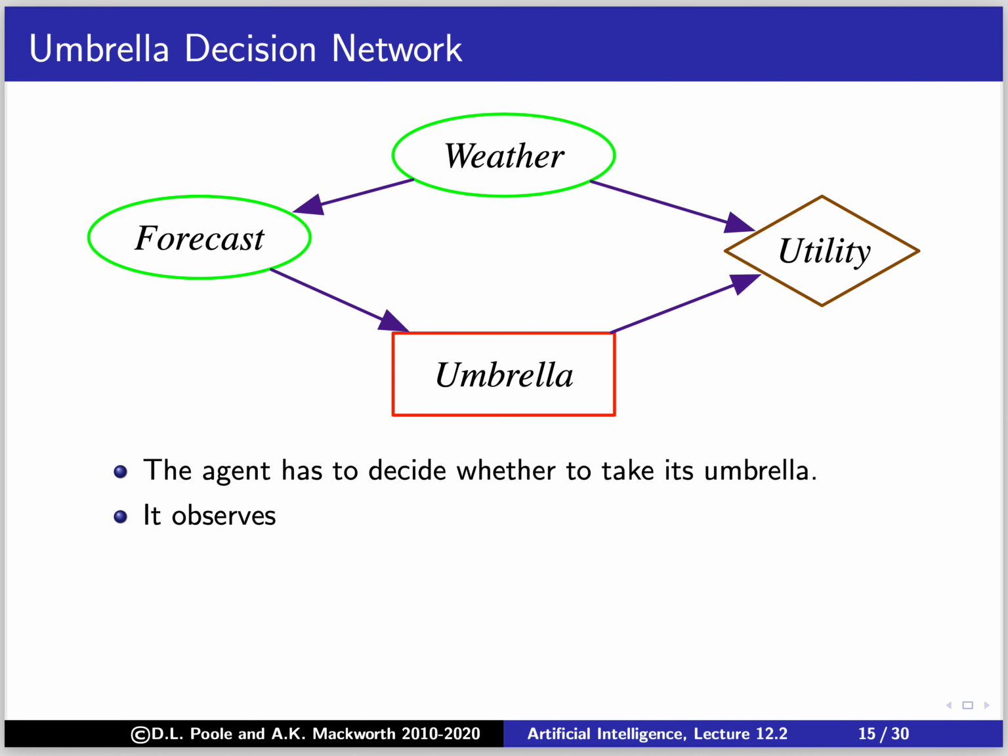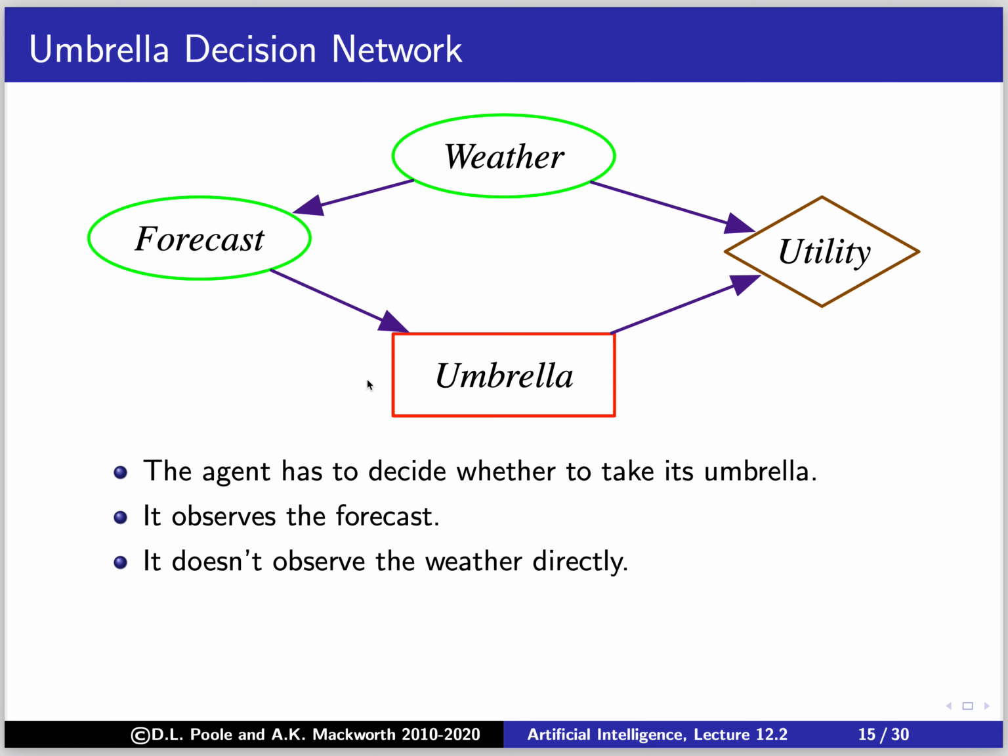Here's an example. There are two random variables, the weather and the forecast, there's a decision variable, the umbrella, and there's a utility function. The one parent of the umbrella is the forecast. What that means is that when the agent has to decide whether to take its umbrella, it gets to observe the forecast. However, it doesn't observe the weather directly. The agent doesn't get to observe the weather, but instead gets to observe the forecast.